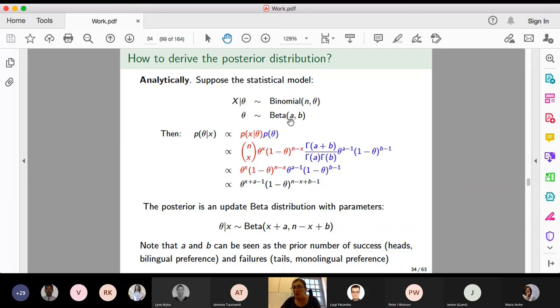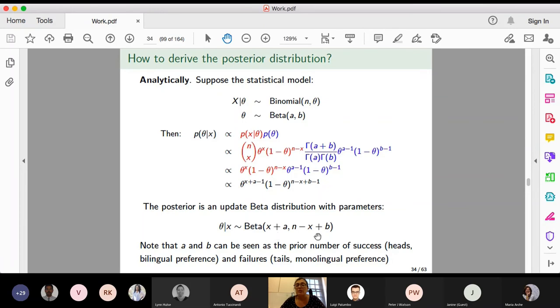The new parameters, which before I called a and b in the prior, are in the posterior x plus a and n minus x plus b. Now remember that x is counting the parents that prefer bilingual education. Let's call this the success. And n minus x will be the parents that prefer monolingual education.